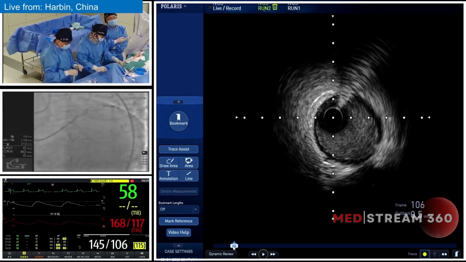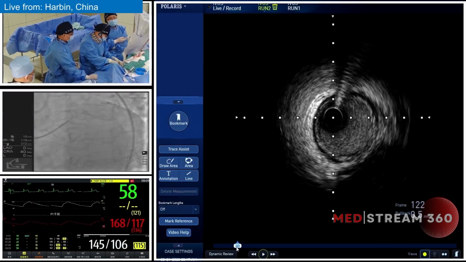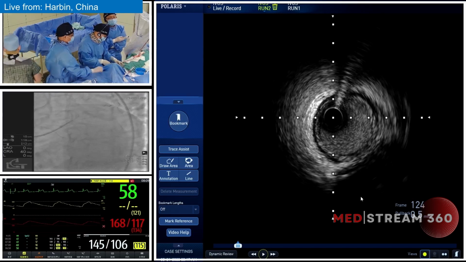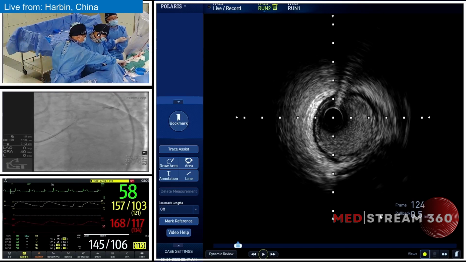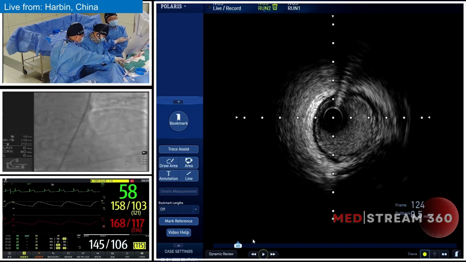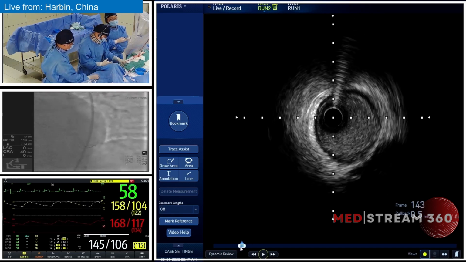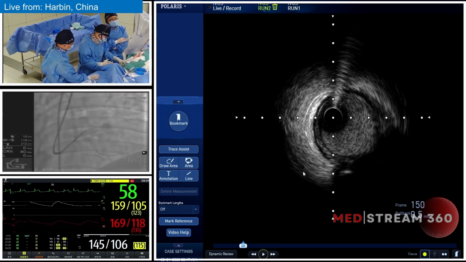And as the IVUS catheter is pulling back, we can see that from the 4 o'clock to 6 o'clock, there is a main LAD vessel joining into the side branch. And from this one, we can see the LAD occluded segment. And also here is some hint for our next procedure.